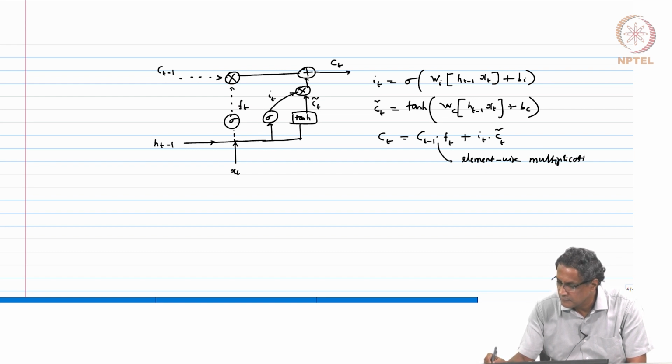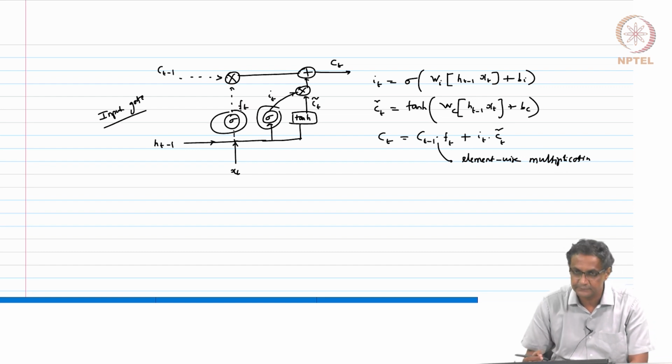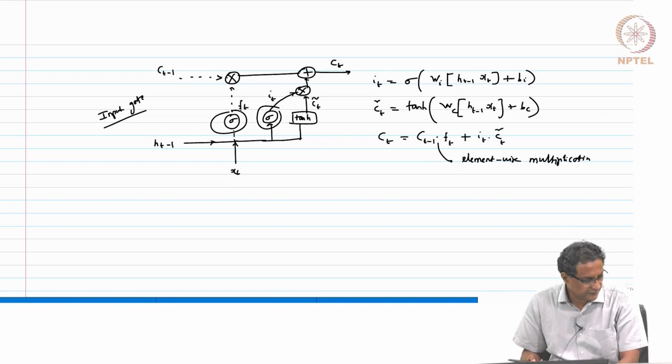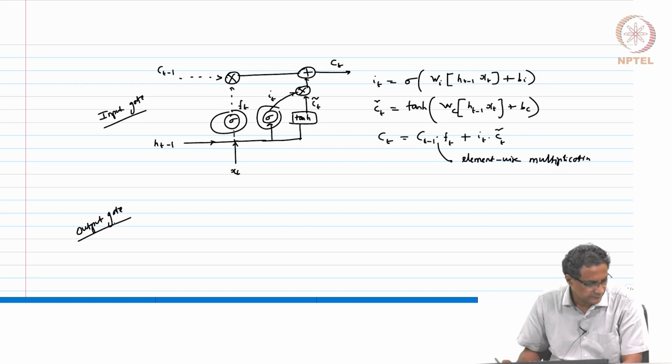This is the input gate. So the input gate is here, by the way, and the forget gate was here. And then finally, you have what is called the output gate, which should tell which part of the hidden state should actually be taken forward.